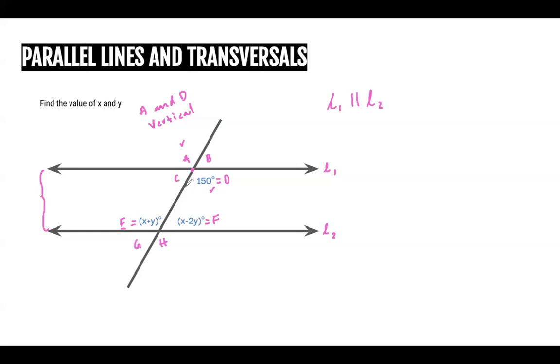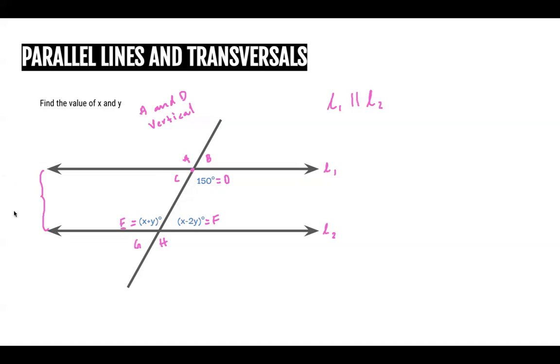But what we're looking for is something called alternate interior. So it means that they live inside of the parallel lines, but they're on opposite sides. So C and F would be alternate interior, just like D and E would be alternate interior. So it means that they are both inside of the parallel lines, but on opposite sides of the transversal.